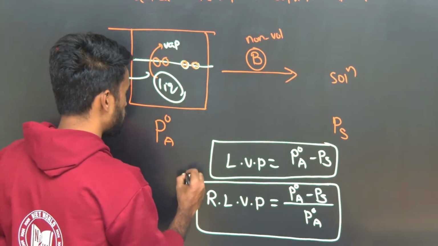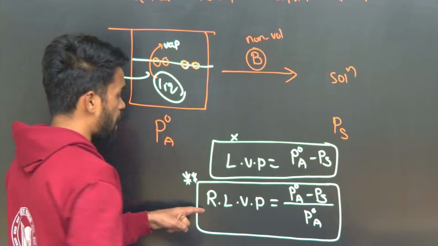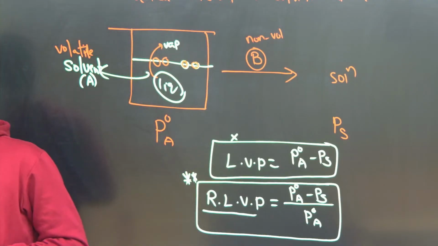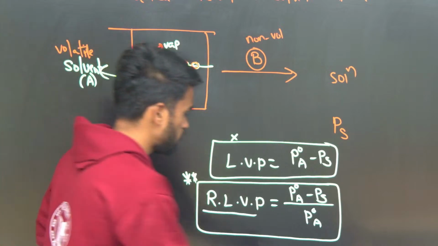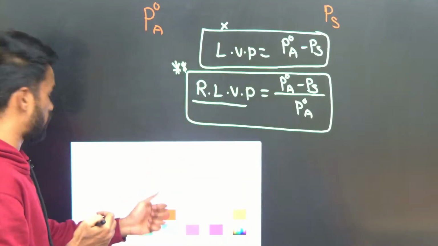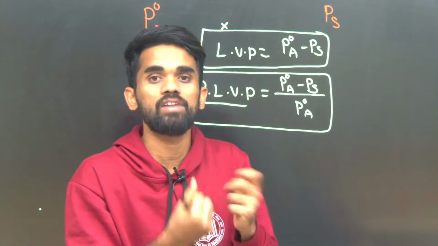So this is what is important here. This is the one which is a colligative property. RLVP is a colligative property, not LVP. And what you need to remember here is how you can calculate this RLVP, relative lowering of vapor pressure, by looking at the amount of solute and solvent present.